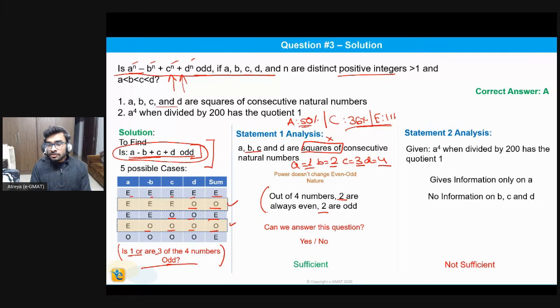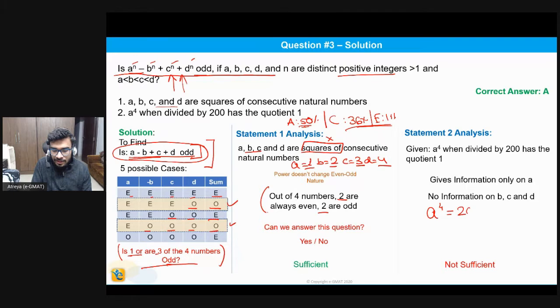Okay, I have a question from Deepak. Does statement 2 tell A is odd? Yes. Now, from this statement, I can write that A to the power 4 when divided by 200 gives a quotient of 1, right? This gives a quotient of 1 again. It doesn't give a remainder of 1, Deepak. Maybe in that you faltered a bit. So this gives me a quotient of 1.